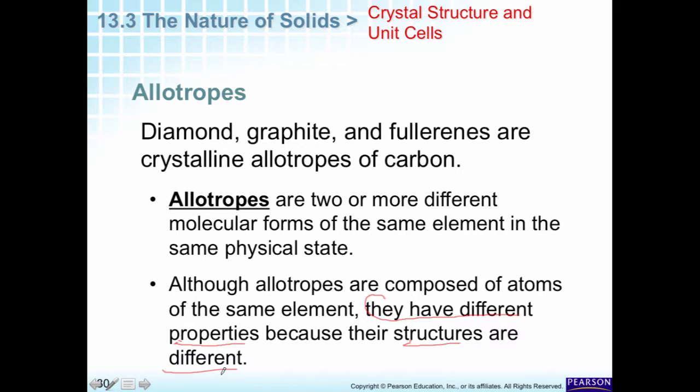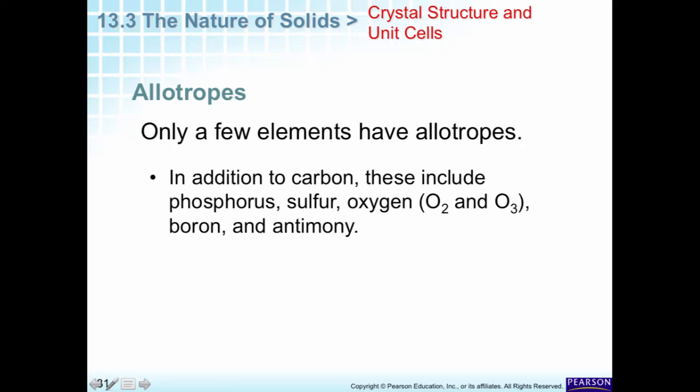It has different properties. Now, there's not a lot of elements that have allotropes. Carbon is one. Phosphorus, sulfur, oxygen. So you have oxygen. What's this O3 called? Oxide. Nope. Ozone. Ozone. Boron and antimony. So those are the only elements that will have allotropes.